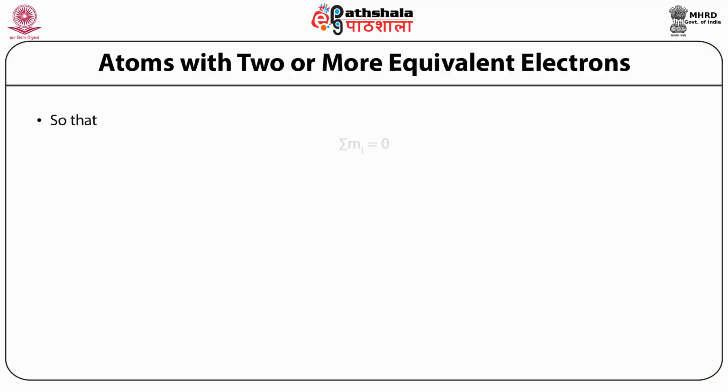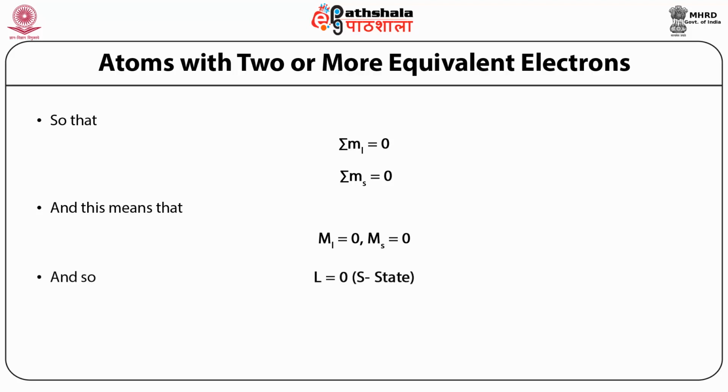So that sigma ml is equal to 0, sigma ms is equal to 0, and this means that ML is equal to 0, MS is equal to 0, and so L is equal to 0, which is the S state. S is equal to 0, 2S plus 1 is equal to 1, which is a singlet state, and J is equal to 0. That is, the only possible term is 1S0.